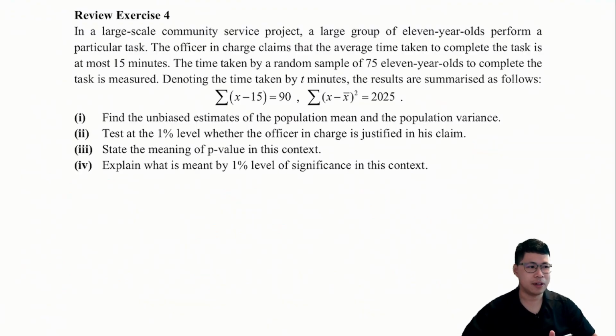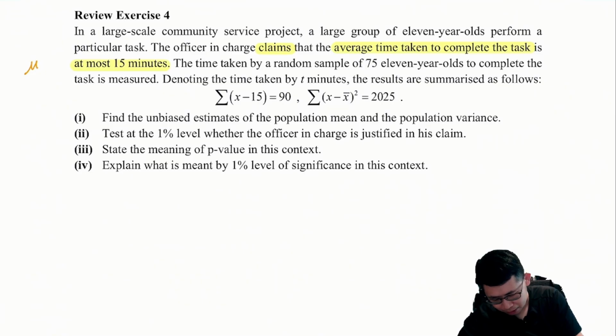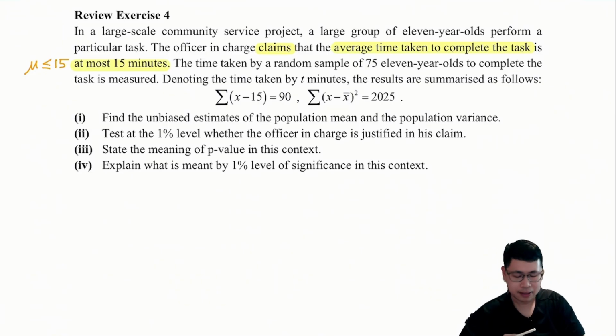So let's continue with review exercise 4. Let's take a look at this question. In a large-scale community service project, a large group of 11-year-olds perform a particular task. The officer in charge claims that the average time taken is at most 15 minutes. So this is the claim. From this statement, the mean would be at most 15 minutes, at most meaning equal or less.